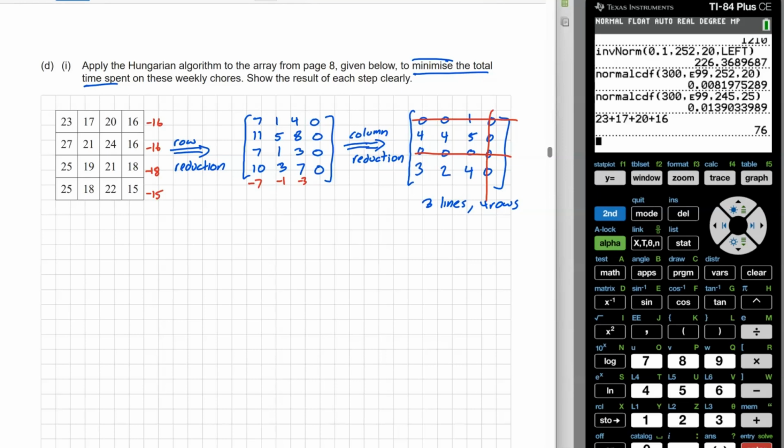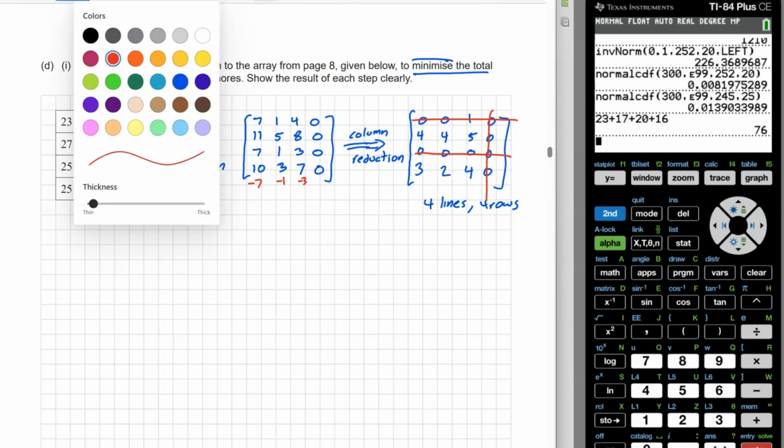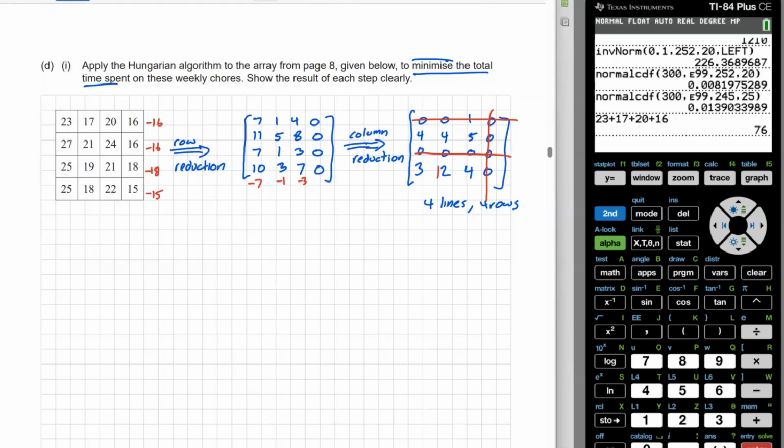For a Hungarian algorithm to stop, we need the same amount of lines as rows. So we need to go searching for the smallest number that's not covered up, which in this case is a 2. It means that we are going to plus 2 and minus 2. So we'll start with minus 2 from all the elements that are not covered, and then plus 2 on the others.